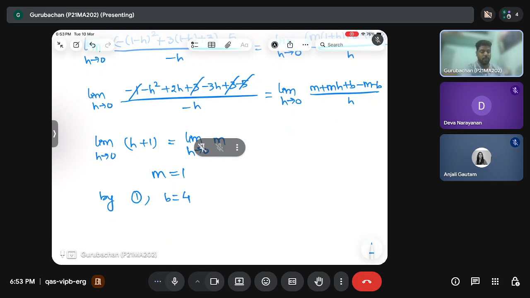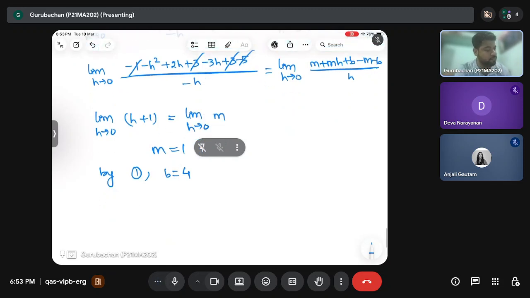Is it clear? So hence a is 3, m is 1, and b is 4 to apply the mean value theorem to the given function.